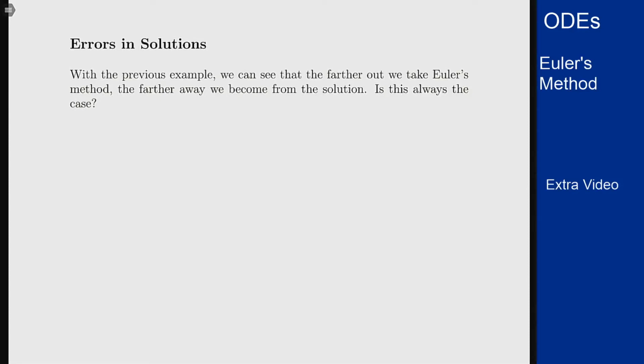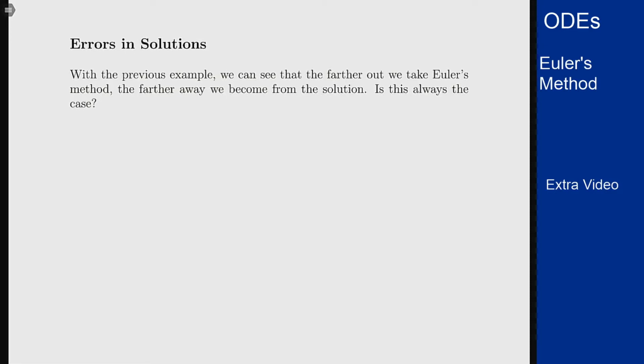In this video, we'll talk about Euler's method and the errors we get from doing this numerical approximation. So in general, the more steps you take with Euler's method and the farther out you try to push the solution to later t values, the further away you get from the solution. However, this is not necessarily always the case. We have less of a guarantee of how close we're going to be, but it doesn't necessarily mean we are not going to be very close.